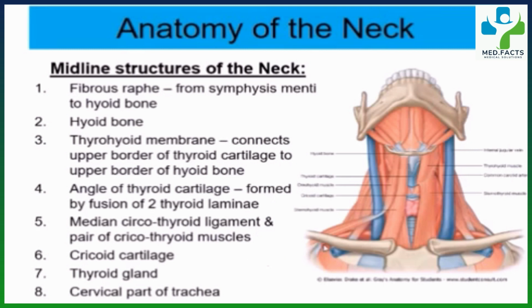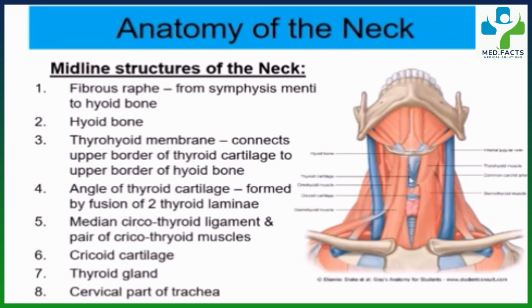Below that is a membrane which spreads between the thyroid cartilage and the hyoid bone. So this membrane here, because it is attached between the thyroid cartilage and the hyoid bone, is called the thyrohyoid membrane. So this is the thyrohyoid membrane between the thyroid cartilage and the hyoid bone. Then below that is the thyroid cartilage itself.